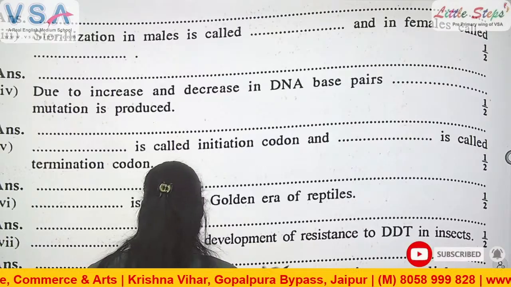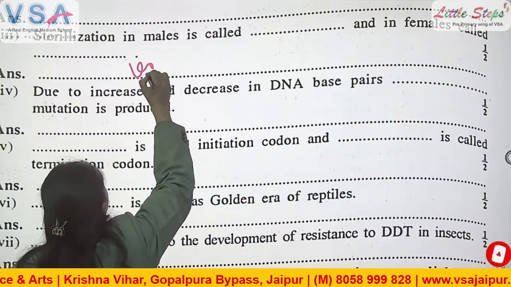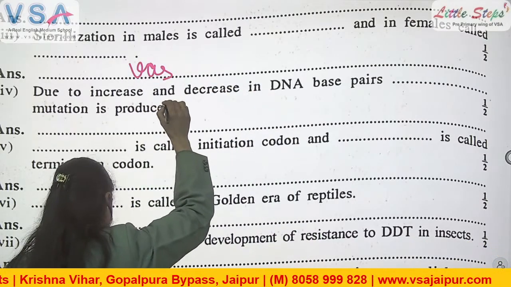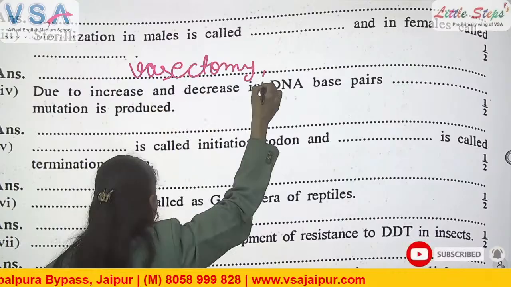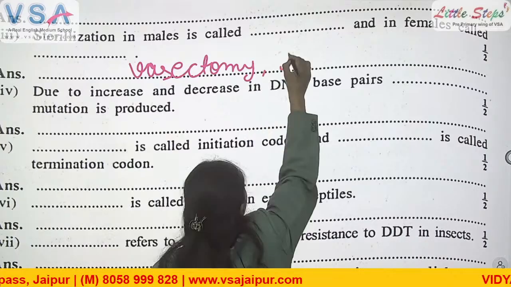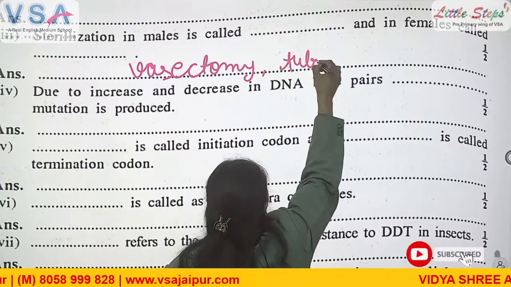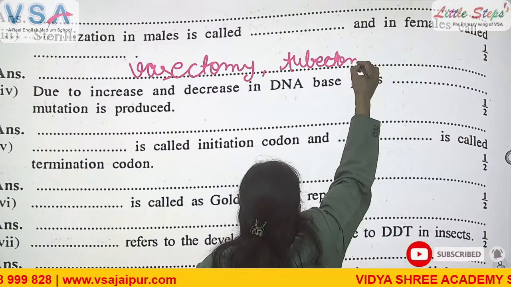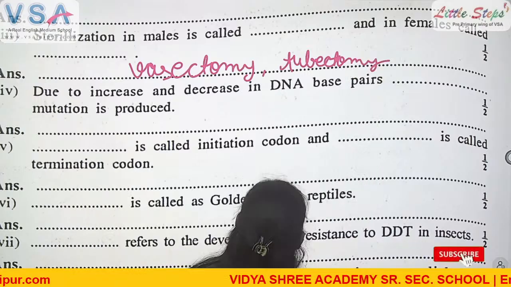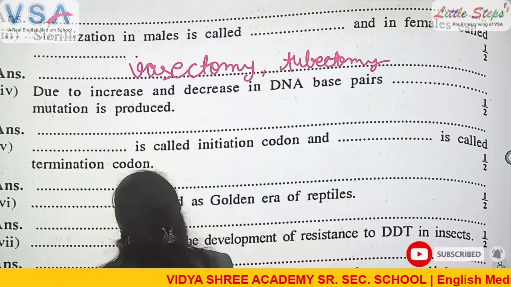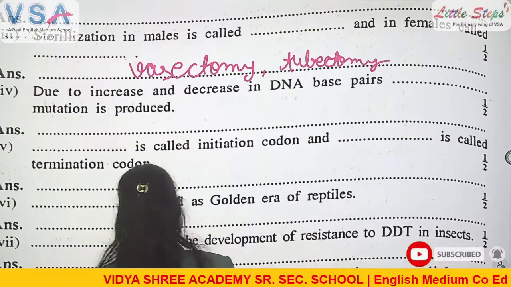So in males it will be vasectomy, and in females it will be tubectomy. Due to increases and decreases in DNA base pairs, mutation is produced. What does the mutation produce? Frame shift.